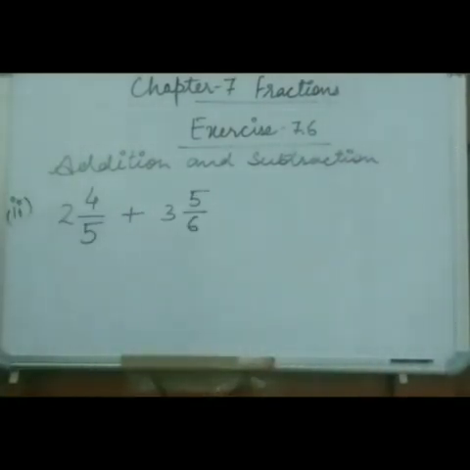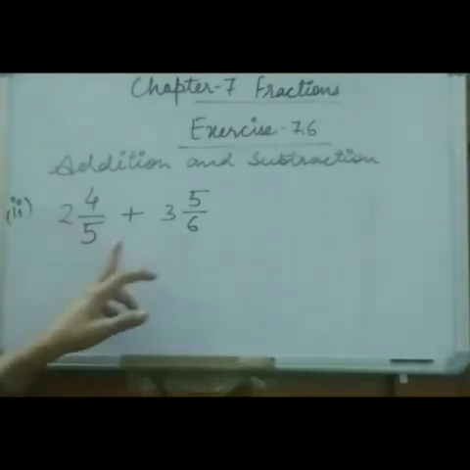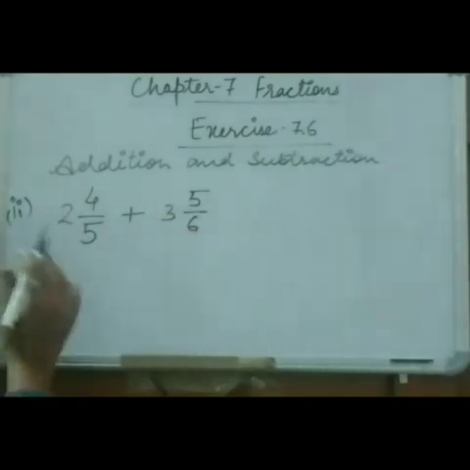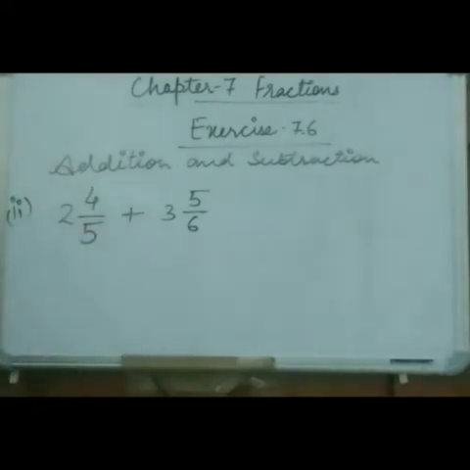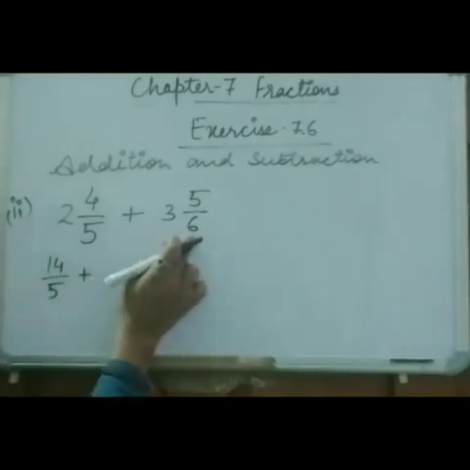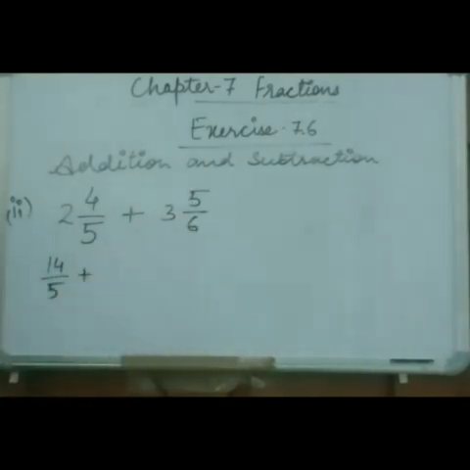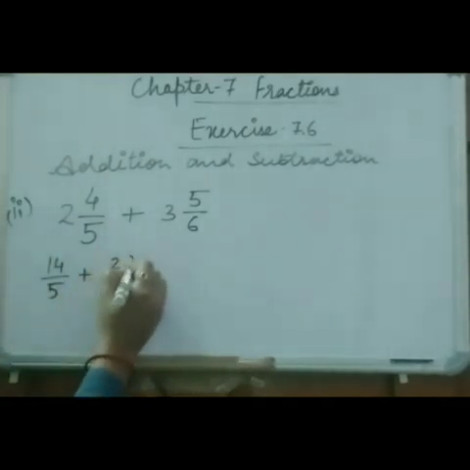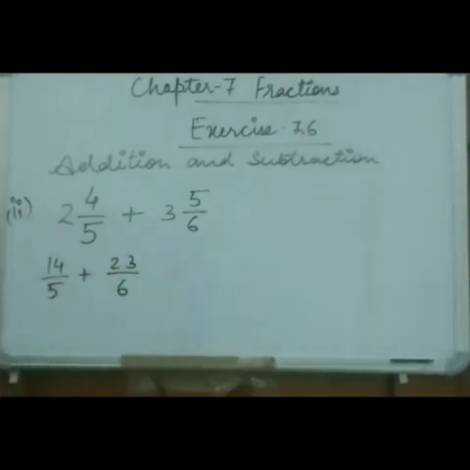Now see the next example. 2 whole 4 by 5 plus 3 whole 5 by 6. So first of all we will convert them into improper fractions. 5 2s are 10 and plus 4 is 14 by 5. And this one, 3 6s are 18, 18 plus 5. How much? 18 plus 5 is 23 by 6. Now what do we have to do?